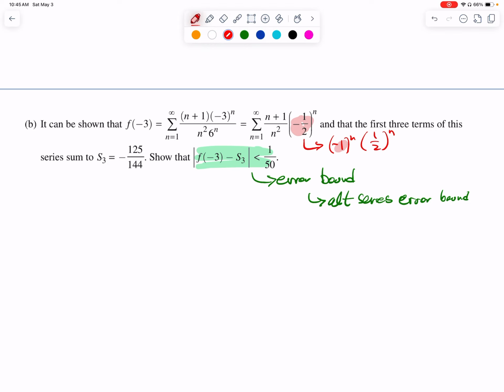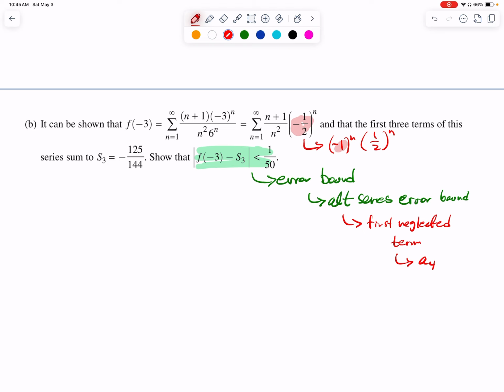that this is bound to the first neglected term. And the first neglected term for us has got to be the fourth because we're using the third partial sum. So we look at the next term in line. So this is basically a sub 4. Okay, so let's see if we can find the fourth term.